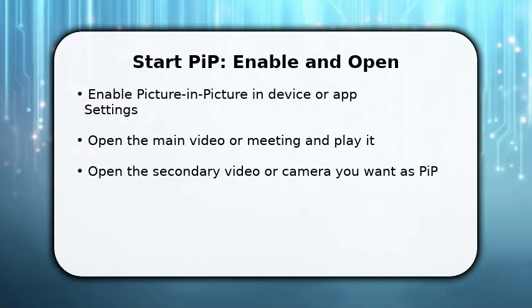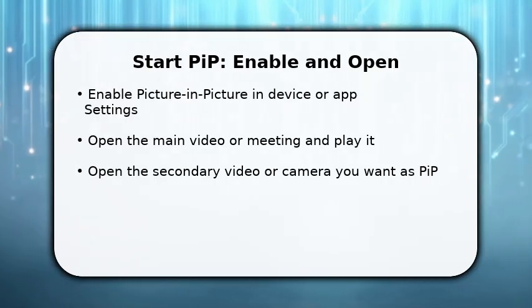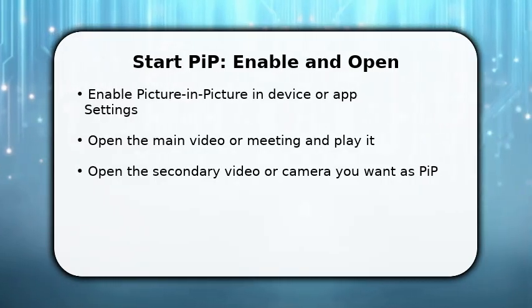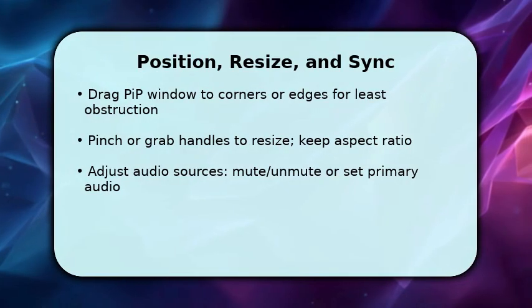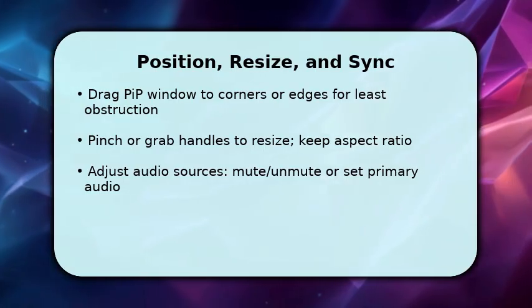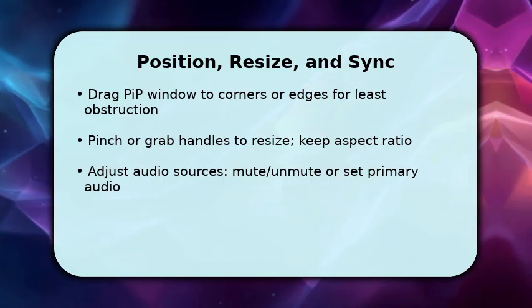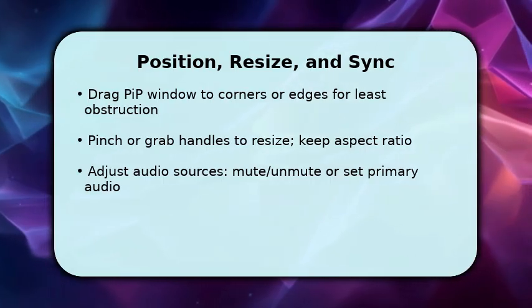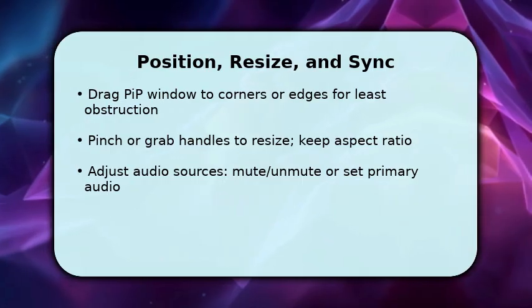Tap the app's Pi-P icon or use the system gesture to send the secondary source into the floating window, so both streams are now active and ready for placement. Once both sources are visible, you'll position and resize the floating window for clarity and minimal obstruction. Drag the Pi-P to a corner or edge, use pinch gestures or handles to scale it while keeping the correct aspect ratio so faces and text remain readable.